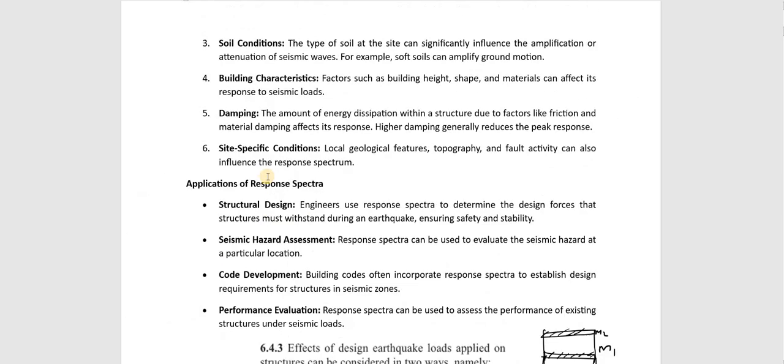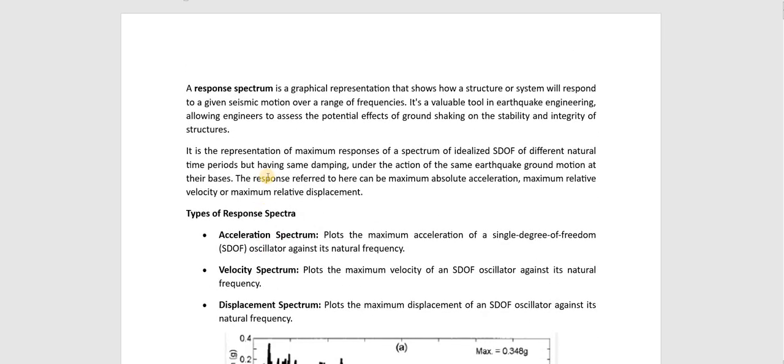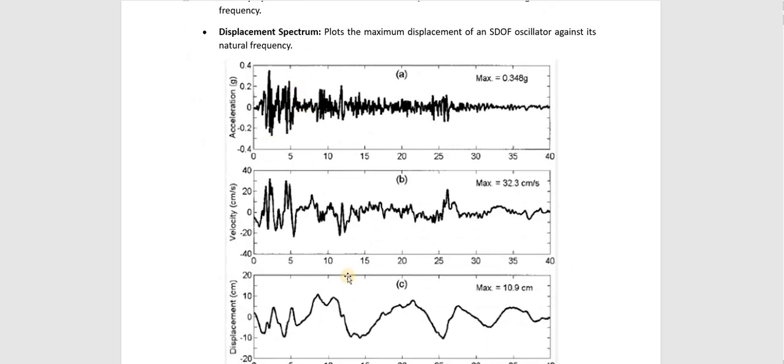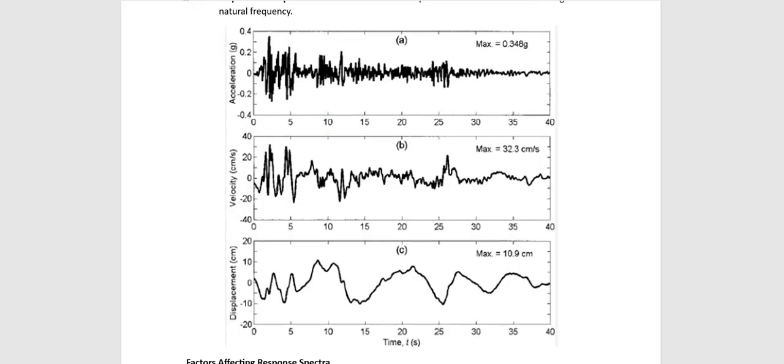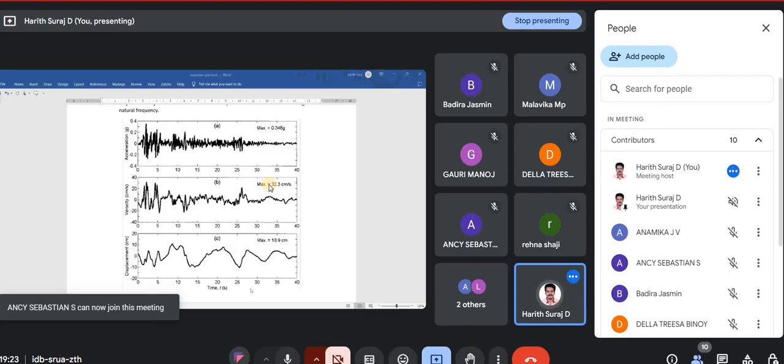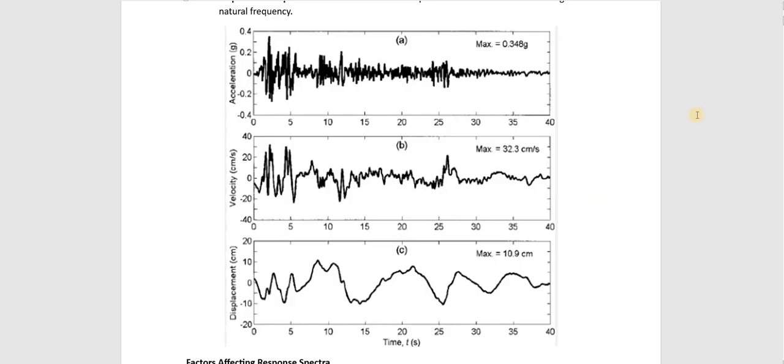So first you have to understand what is response spectrum. Response spectrums are plots like this. I think you can see 3 plots here. These are the plots representing response spectrum, and the first plot is of acceleration. The first plot is acceleration on the y-axis. The x-axis is time period. Next is velocity versus time period. Third one is displacement versus time period.